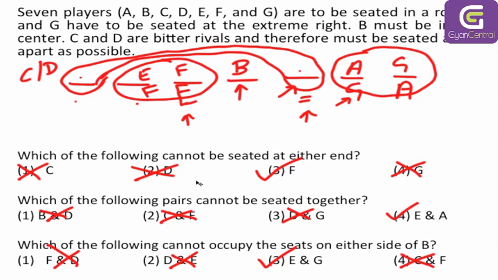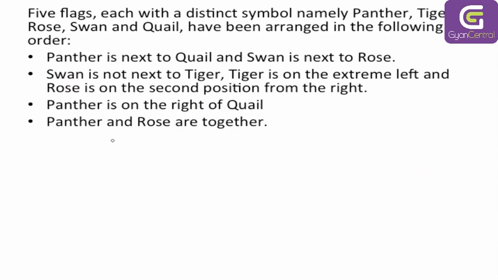Let us look at one more of this type. In this, there are no questions. Let's just try and arrange these. 5 flags, each with a distinctive symbol, namely panther, tiger, rose, swan, and quail, have been arranged in the following order. Panther is next to quail and swan is next to rose. So that means P and Q will occur together as a pair.